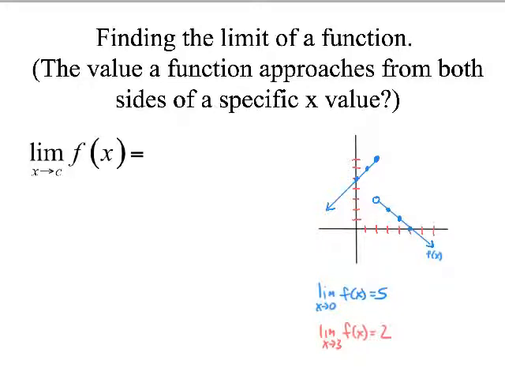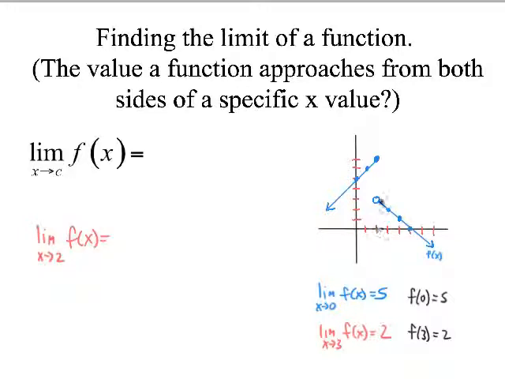Now, really, if you think about it, this is really just saying what's f of 0? Isn't it 5? This is saying f of 3. Isn't that 2? That's really all it's saying. But the problem comes is, what happens if I am asking for the limit as x approaches 2 of f of x? All right? What would that equal?